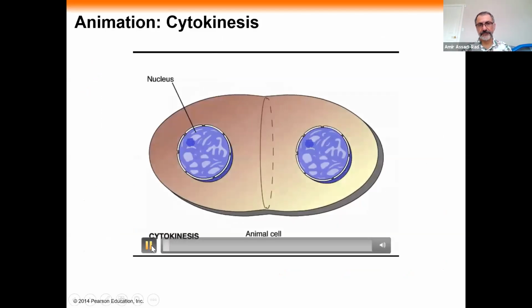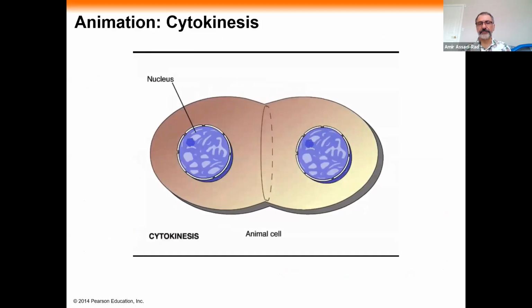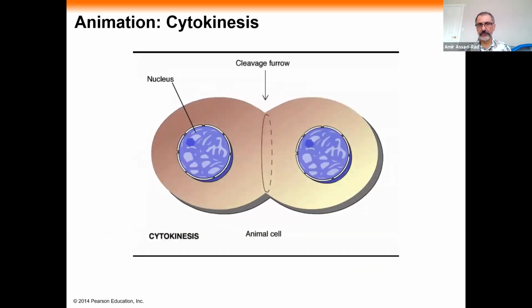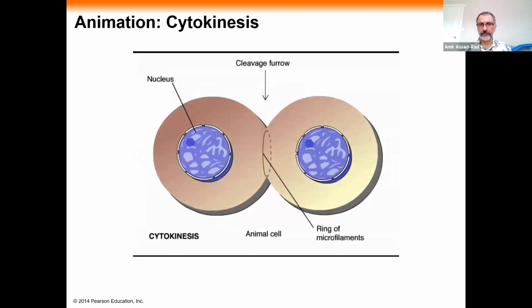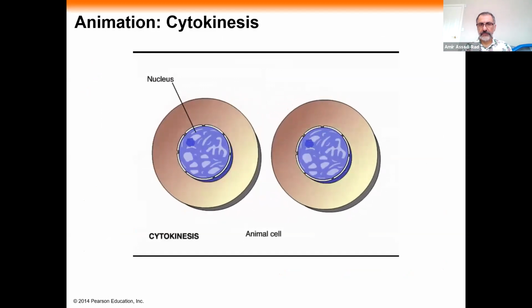In animal cells, cytokinesis begins with the formation of a cleavage furrow. At the site of the furrow, a ring of microfilaments contracts, much like the pulling of drawstrings. The cell is pinched in two, creating two identical daughter cells.